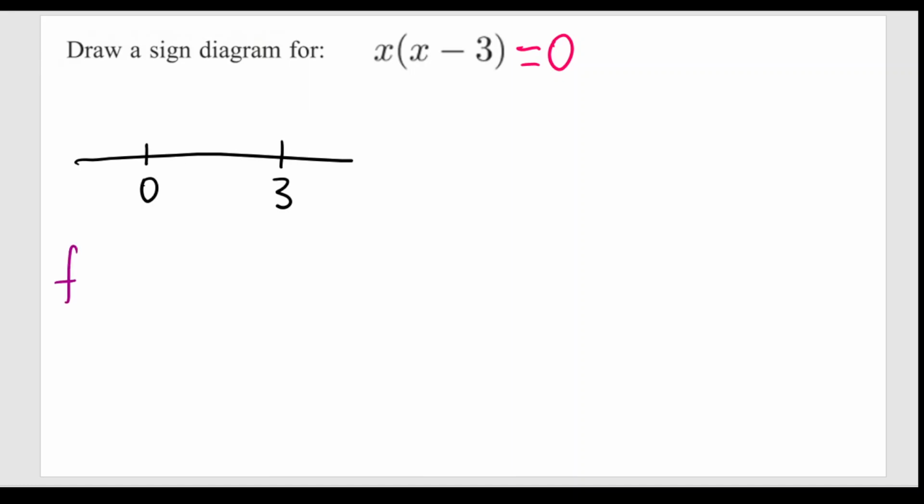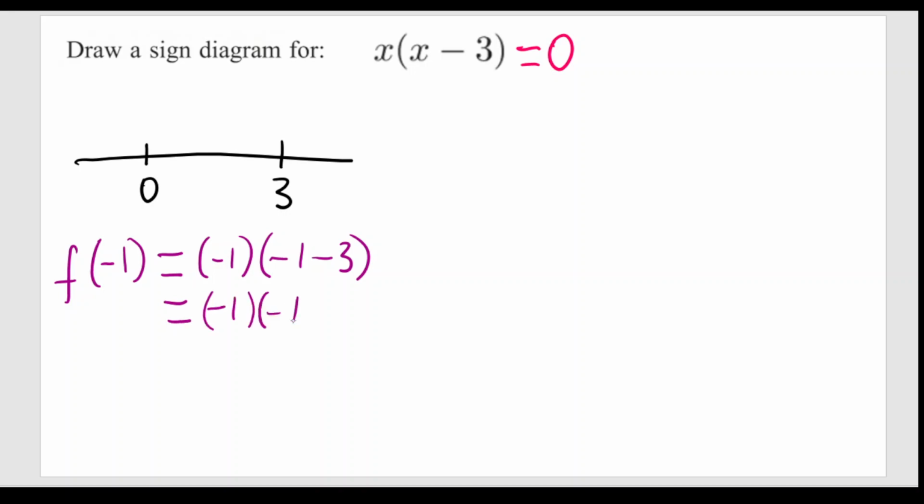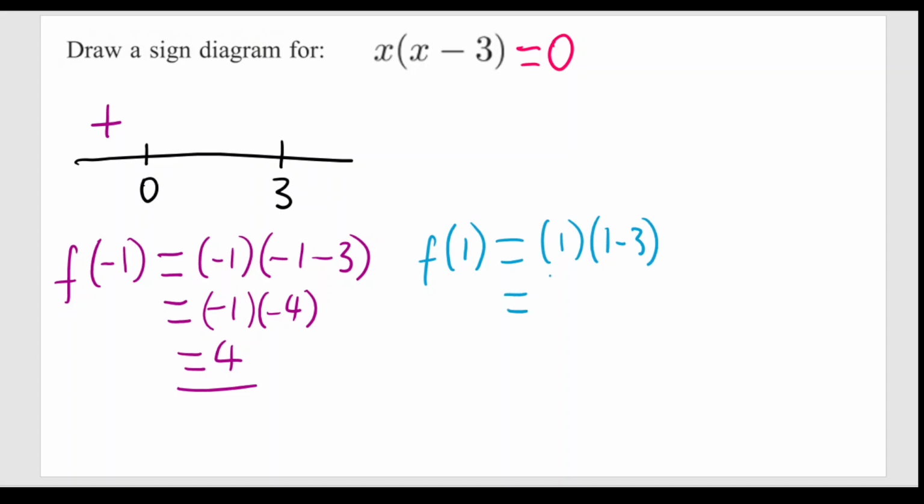Let's look to the left of 0 and let's say negative 1, f of negative 1, so that is equal to negative 1 times negative 1 take 3, which will give us negative 1 times negative 4, which is positive 4. So we have a positive y value on the left of 0. Let's look at f of 1 now, which is in the middle. So we have 1 times 1 take 3, 1 times negative 2, which is negative 2. So that is a negative.